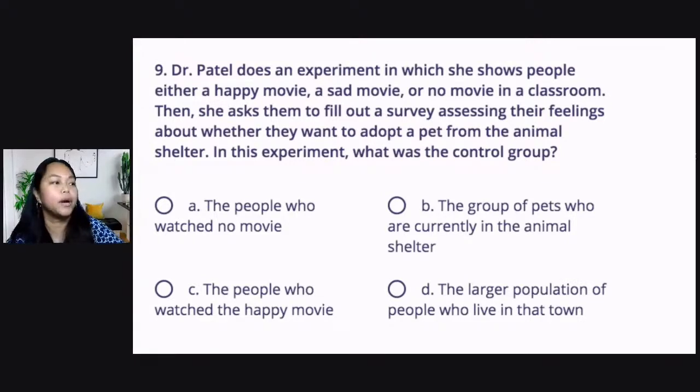Okay, going back to the question that you have here, si Dr. Patel nagbabalik, no? So, meron siyang tatlong groups again, happy movie, sad movie, no movie. And then may survey siya pagkatapos. Pagkatapos nilang manood ng movies, pero yung isa, of course, the other group had no movie at all, she assessed their feelings on whether they'd want to adopt a pet, by answering a survey. In this experiment, what was the control group? Okay, control group, yung hinahanap natin, and the correct choice here would be letter A. A po yung tama, the people who watch no movie at all.